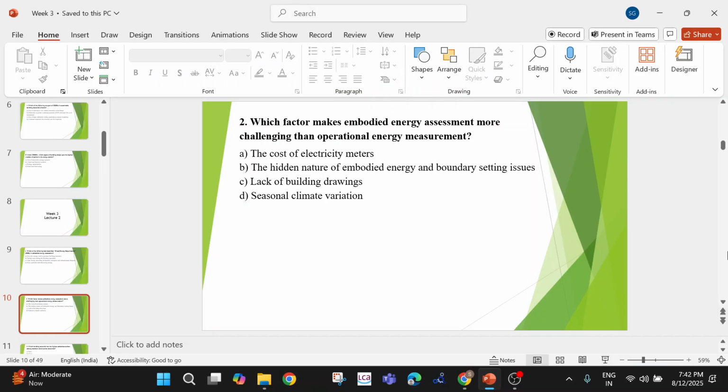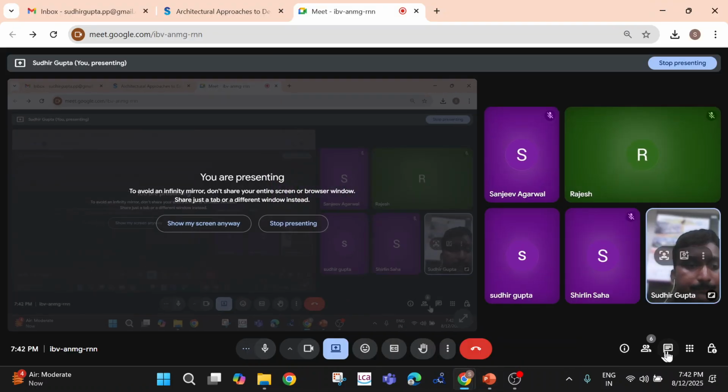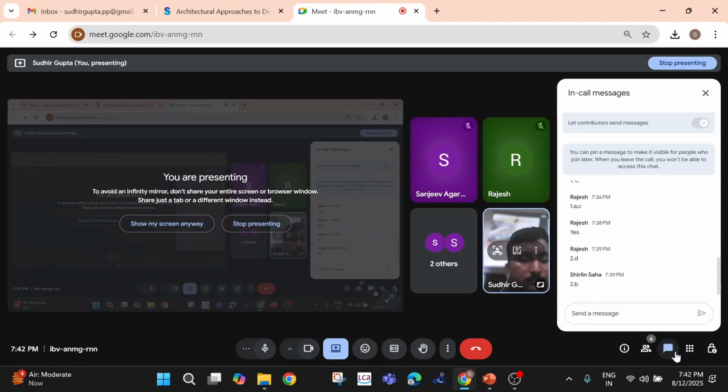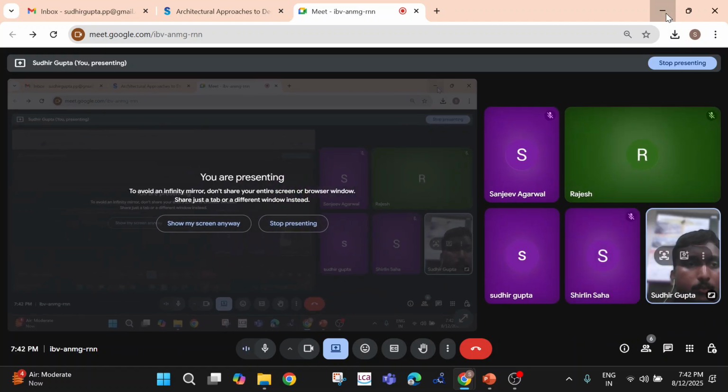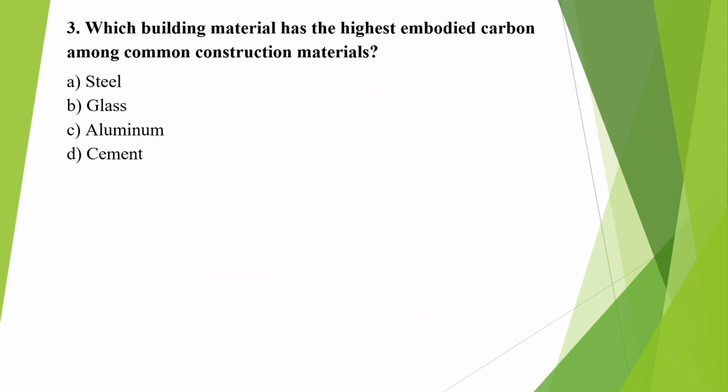Is it clear? Have you got the picture of embodied energy assessment? Can we move to the next question? Okay, thanks for your response. I hope you have understood it well. So try to avoid this mistake. Let's move to the third question.